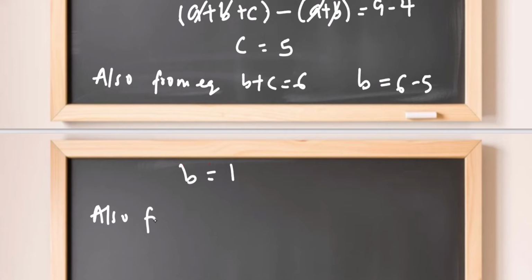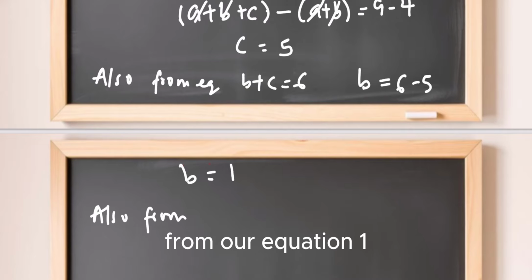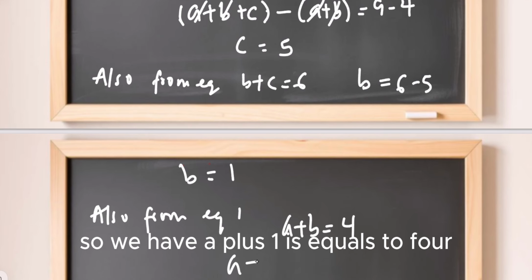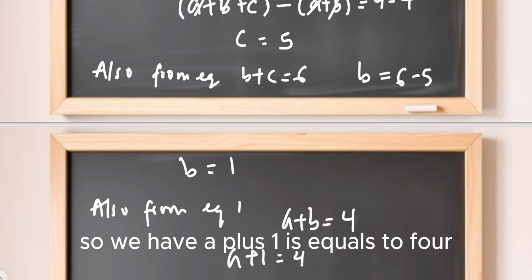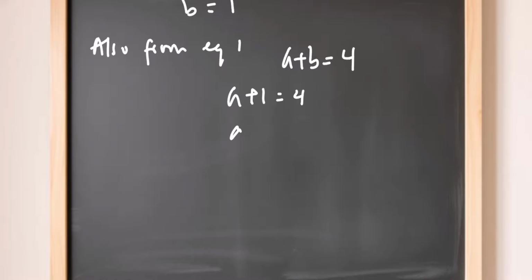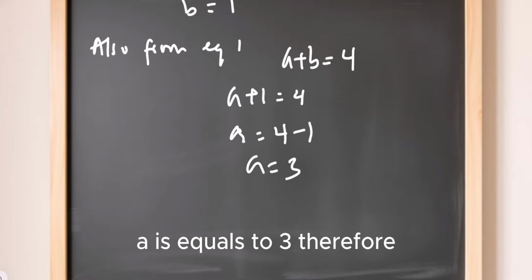Also, from our equation 1, we have a plus b equals 4. So we have a plus 1 equals 4. And here we have a equals 4 minus 1, a equals 3.